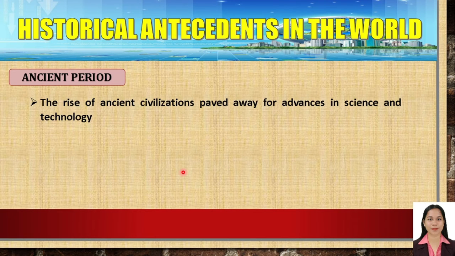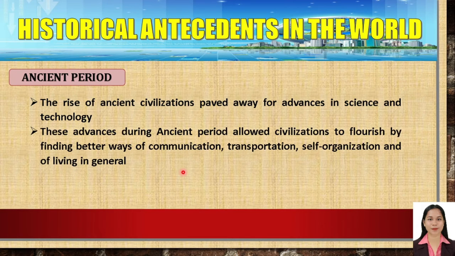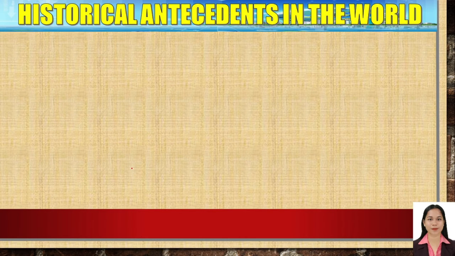The rise of ancient civilization paved the way for advances in science and technology. These advances during the ancient period allowed civilization to flourish by finding better ways of communication, transportation, self-organization, and living in general. So we have here communication, transportation, self-organization, and living in general. Let us now proceed to the inventions under the ancient period.